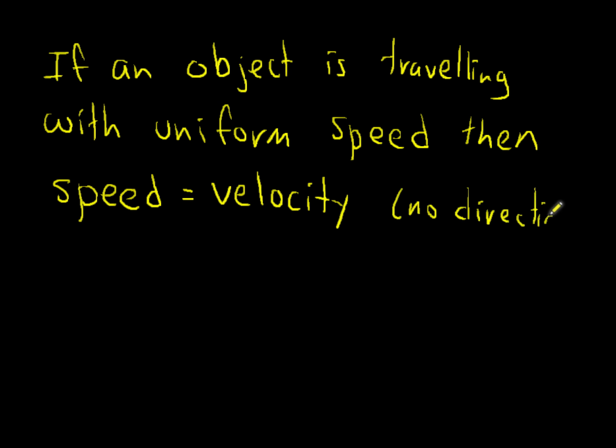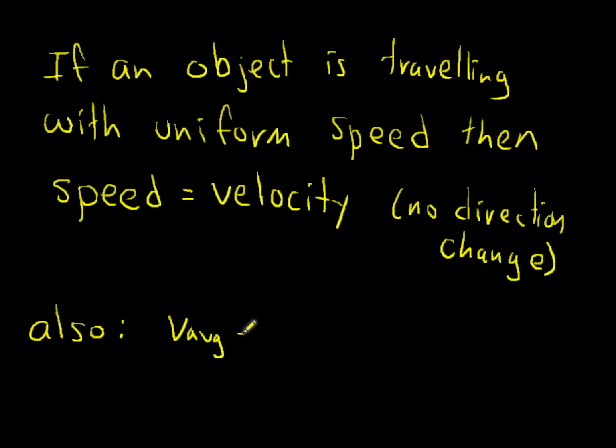They're the same thing. And this is because there is no direction change if it's traveling uniformly, so velocity would end up being the same as speed. Also, the average velocity in this case would be equal to just the velocity, or the speed, and that's equal to d over t.